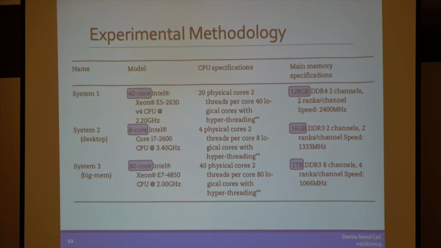So let's define our experimental methodology in this work. We picked 3 systems. The first one, which has 40 cores and 128 gigabytes, is used for accuracy analysis. We picked this system because it provides parallelism in performing the experiments. Whereas we picked the last 2 systems, Desktop and BigMam, to perform our scalability and performance analysis. The Desktop corresponds to a typical desktop server, whereas BigMam has a very large memory and lots of cores, so they represent 2 extremes.